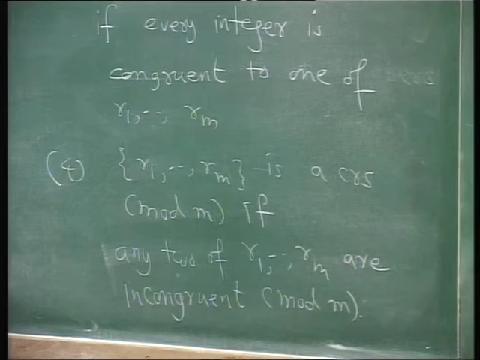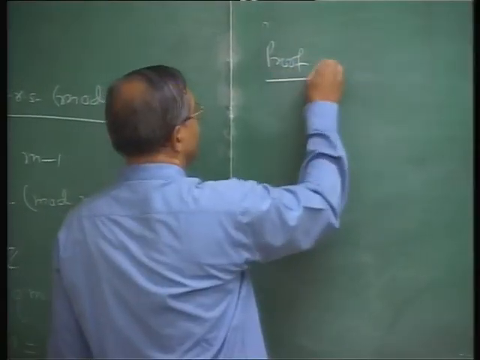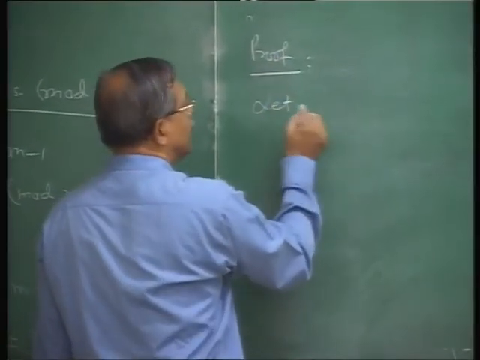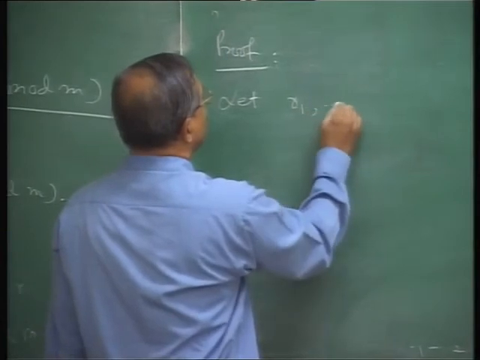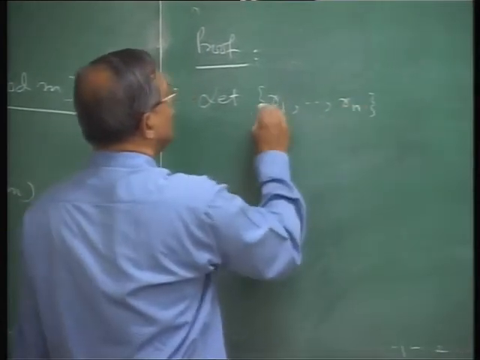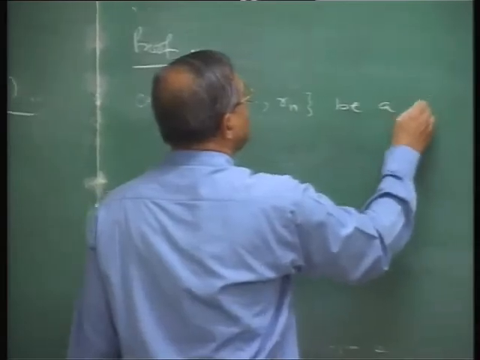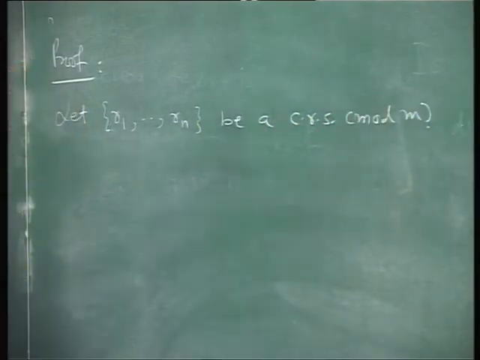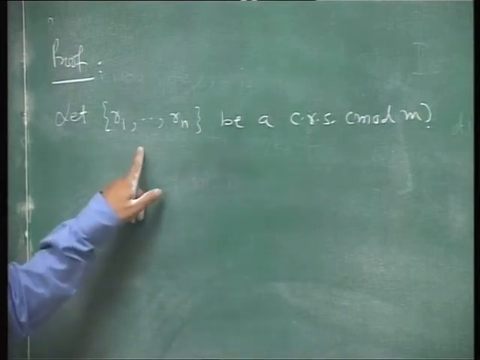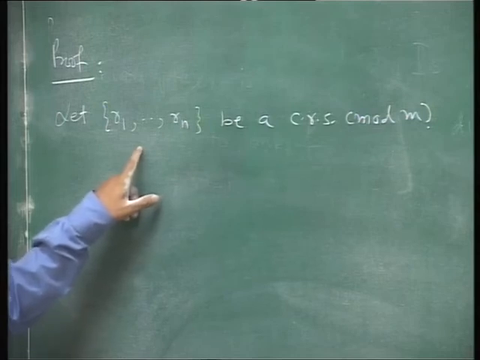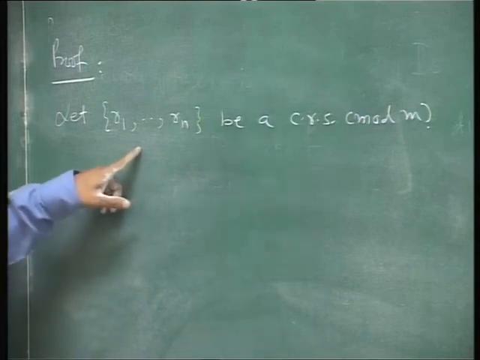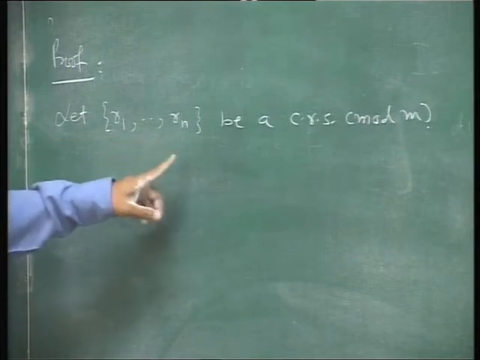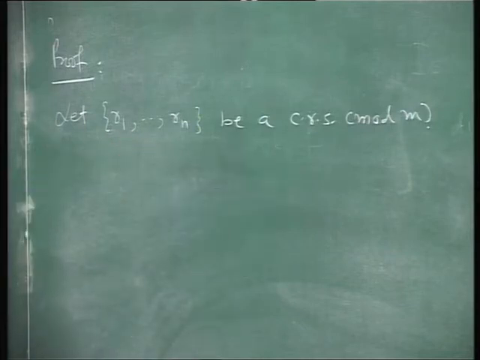So take a complete residue system. Let R1, R2, Rn be a CRS mod m. What does that mean? By our definition, every positive integer is congruent to one and only one of these members, R1, R2, Rn. Okay, that is given to you.